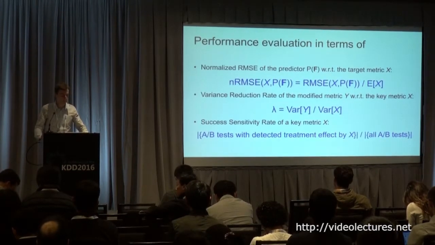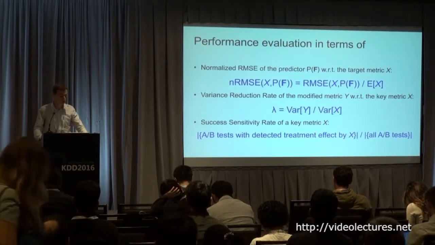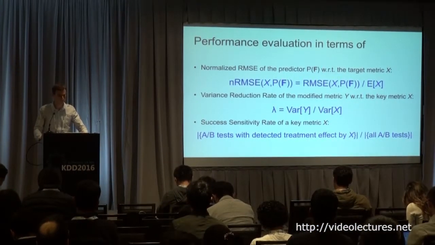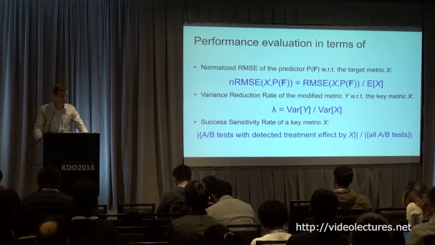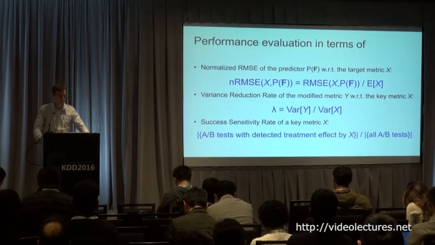We evaluate the performance of our approach by 3 criteria. First, we evaluate the prediction quality in terms of normalized root mean square error. Second, we evaluate variance reduction rate. And finally, we evaluate sensitivity improvement in terms of success sensitivity rate, which is the number of A/B tests with a treatment effect detected by this metric X divided by the whole number of A/B tests.